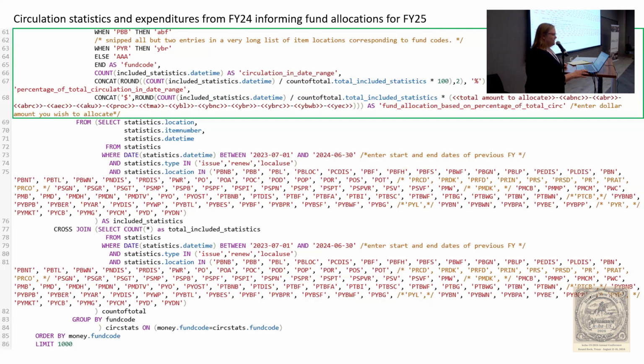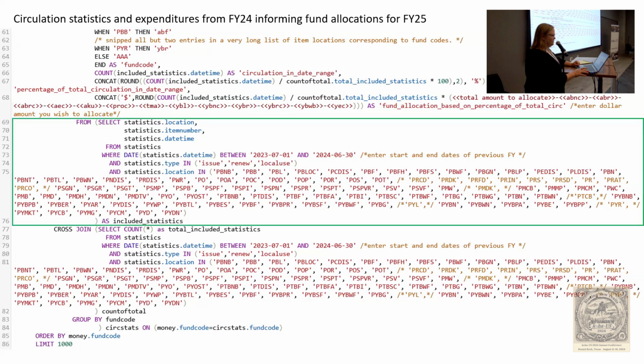So let's see, we've got the fund code in there. Okay. And as I said before, it can only be many to one, or I'm pretty sure it would double use numbers and your totals wouldn't total up. Okay, so then this subquery totals the circulation in the date range, and it calculates each fund's percentage of the total.